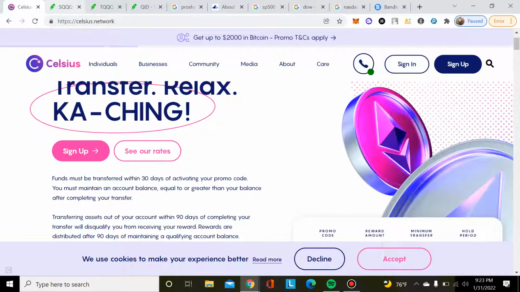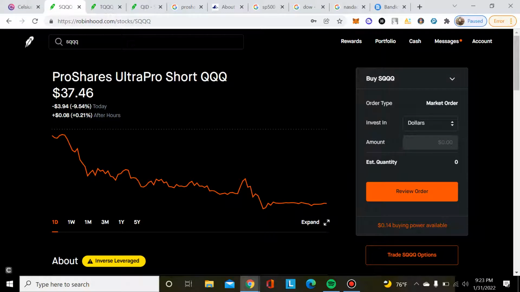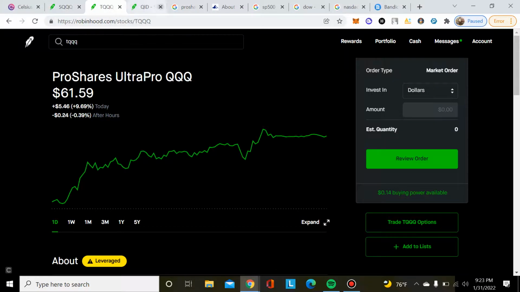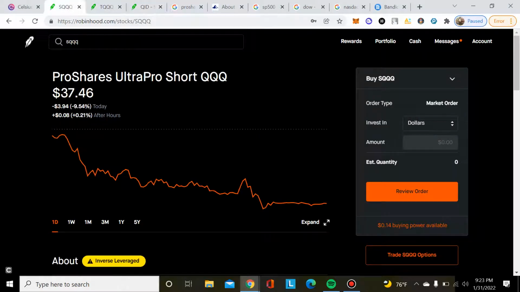So today we're actually going to look at some different kinds of tickers here, like the SQQQ, the TQQQ, the QID, and to show you what you can do with them, how you can actually make money using these kinds of tickers. Some of these tickers actually track a certain kind of stock or a certain kind of fund, and there's a way to profit from using them.